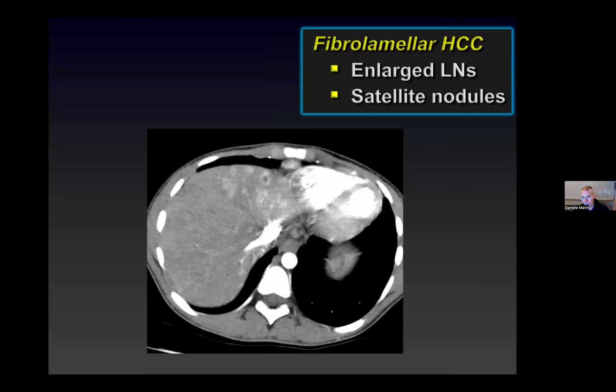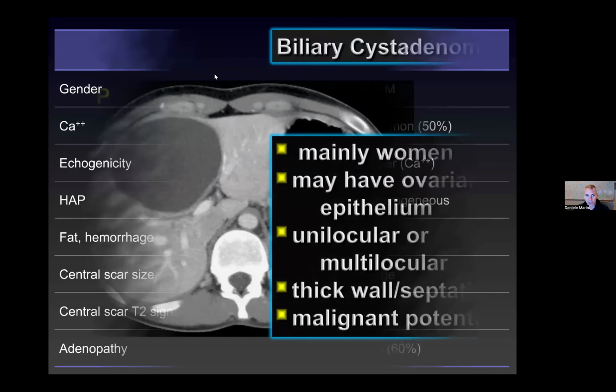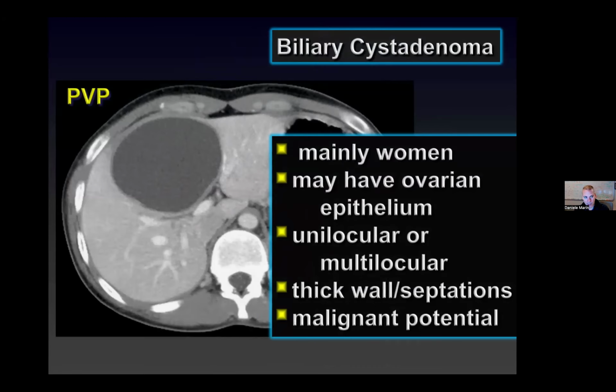The third thing we look for is basically lymphadenopathy, classically cardiophrenic nodes, and the presence of multiple satellite nodules, which are basically suggestive of intrahepatic metastasis. Again, if you have these findings, you should not be thinking about focal nodular hyperplasia. You should be worried about fibrolamellar HCC. And this is just a table comparing different imaging findings between fibrolamellar HCC and focal nodular hyperplasia. This will be in your material from the lecture.